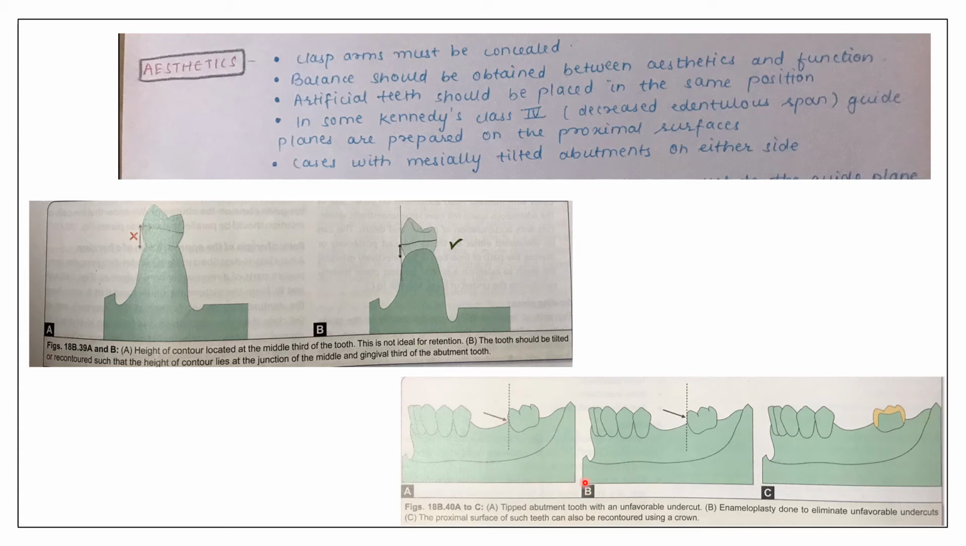Now in this, there is an abutment which is tipped with unfavorable undercuts. As it is tipped, it will lead to unfavorable undercuts. So what we can do is enameloplasty to eliminate these undercuts, or the proximal surface of such teeth can be recontoured using a crown. So these are the procedures that you can do to get proper aesthetics.